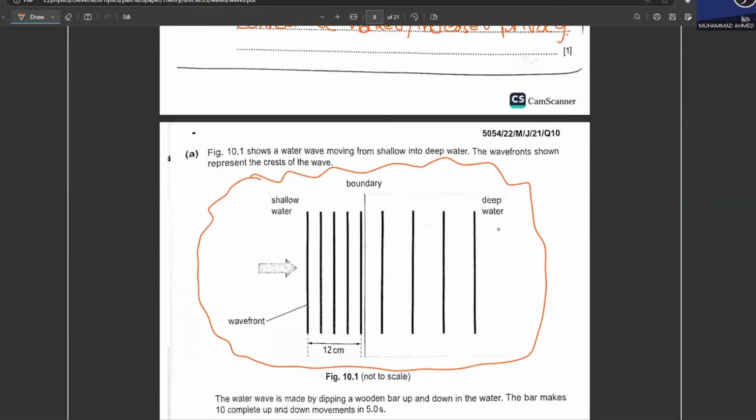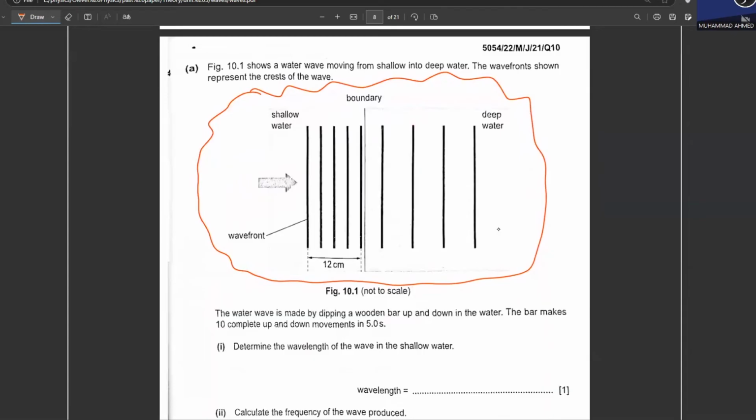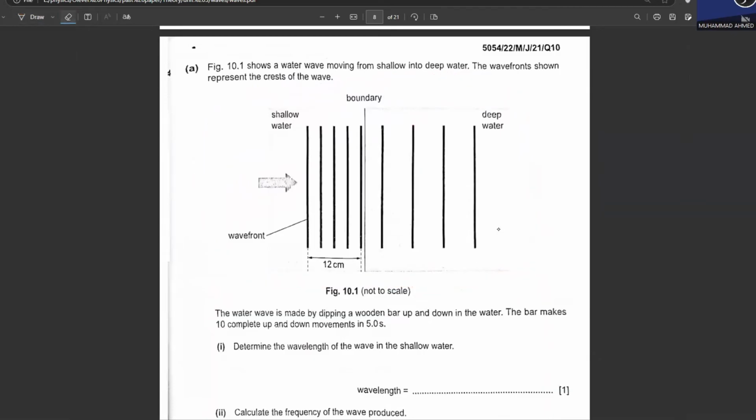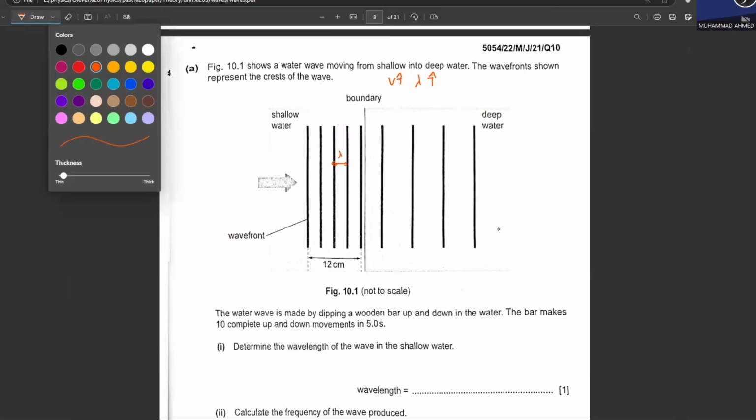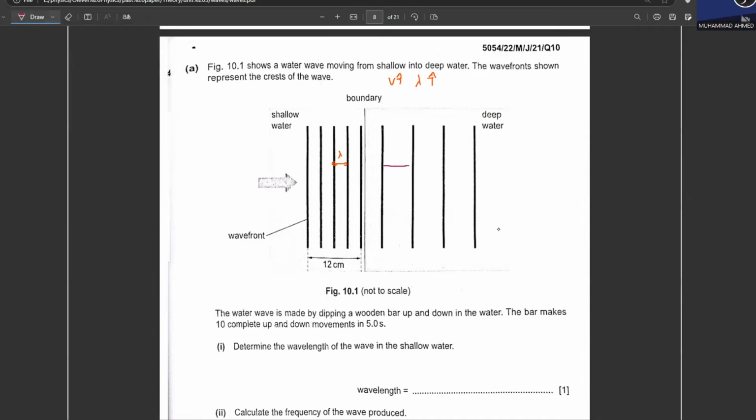Let's further move ahead. Now we have this question again. Figure 10.1 shows a water wave moving from shallow to deep water. From shallow to deep water, what happens? Your velocity increases, lambda increases. Evident on the diagram, this was your lambda initially. Now your lambda has become this. Your lambda has increased. The wavefront shown represents the crest of the wave.